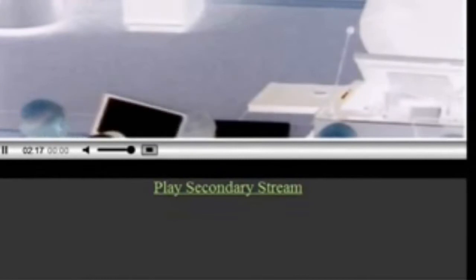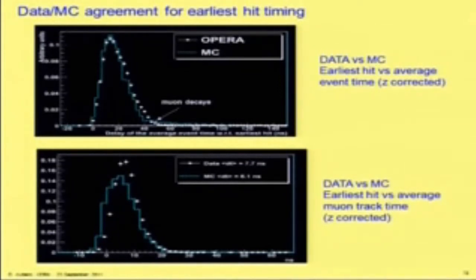Then for what concerns the earliest hit, we also performed some cross-checks because, as I mentioned, we go through this Monte Carlo simulation to which we attributed a systematic uncertainty of 3 nanoseconds. So we have been checking, for instance, by comparing the on-track time with respect to this earliest hit, and we found differences at the nanosecond level, which are comparable with the uncertainty that we are assuming on the simulation. Or we have been checking also the average time of the event without performing track reconstruction with respect to the earliest hit.